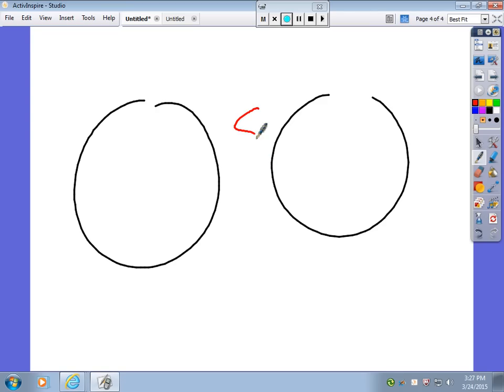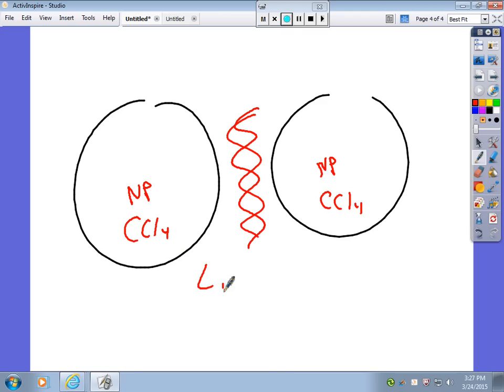And so this force of attraction right here, between one nonpolar molecule and one nonpolar molecule, and remember, these were both CCl4, weren't they? This attraction right here is called a London dispersion force, a weak attraction between two nonpolar molecules. So if it's a weak attraction, these are going to boil very easily.